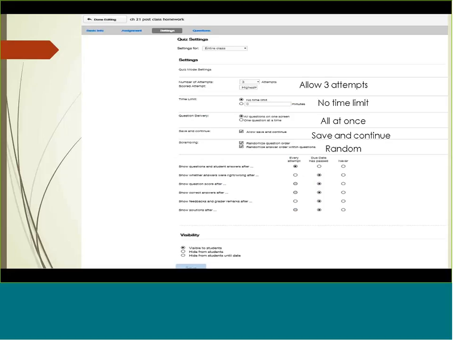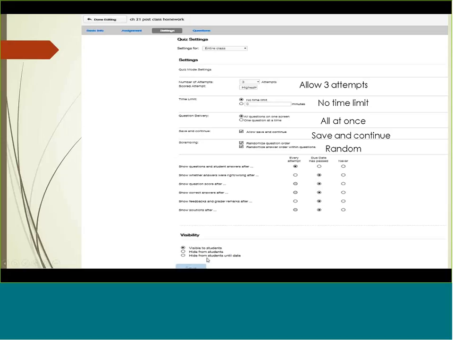And I do put all the questions on there at once so they can scroll back and forth and look at the questions. I allow them to save and continue so that they can come back later and finish their homework if they need to. They don't have to do it all in one sitting. And I do randomize question order and order within the questions. And you'll notice that they can only see the answers after the due date has passed.